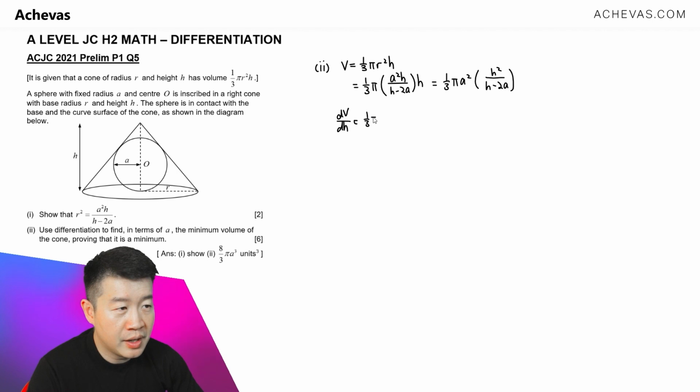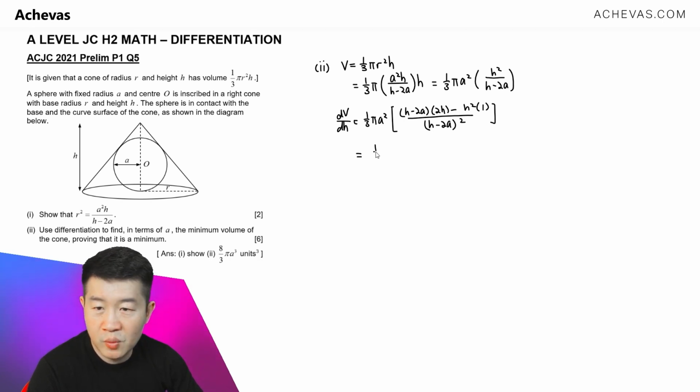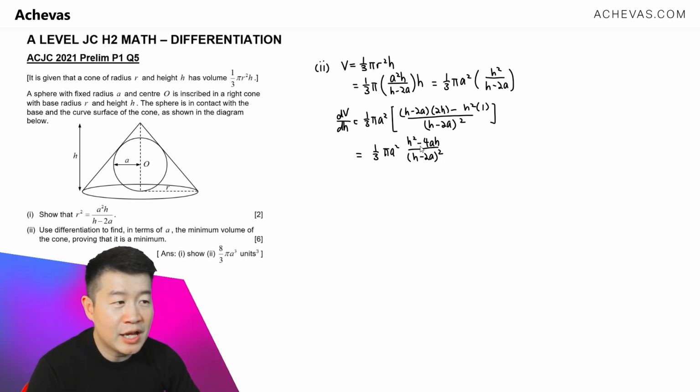So 1 over 3 pi a squared, which is a constant, I'm going to leave as it is. Executing the quotient rule: h minus 2a, the denominator, times the derivative of the numerator, which gives 2h, minus h squared times the derivative of the denominator with respect to h, which is 1, divided by (h minus 2a) squared. This can be simplified. It is going to become 1 over 3 pi a squared, and for the numerator, h squared minus 4ah, divided by (h minus 2a) squared. So dV/dh is equal to this.